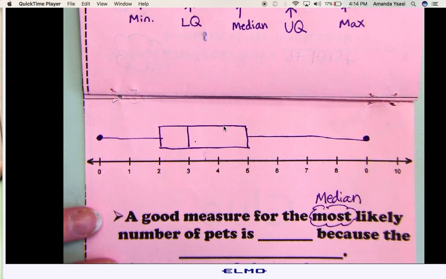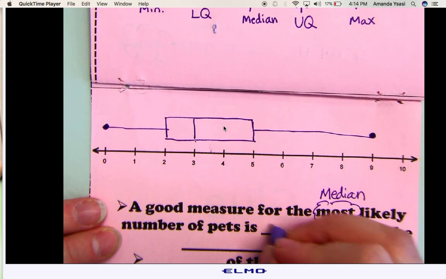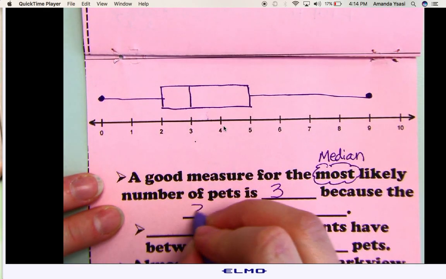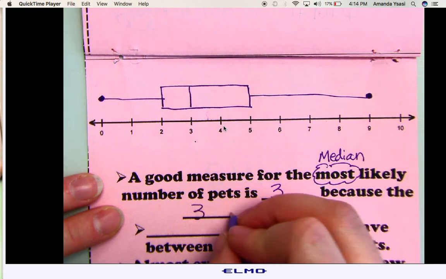Hi. Okay. Number of pets is 3. Because 3 is the median.